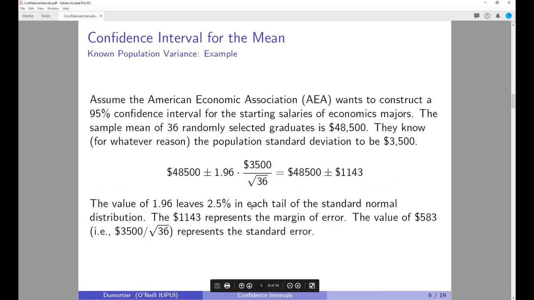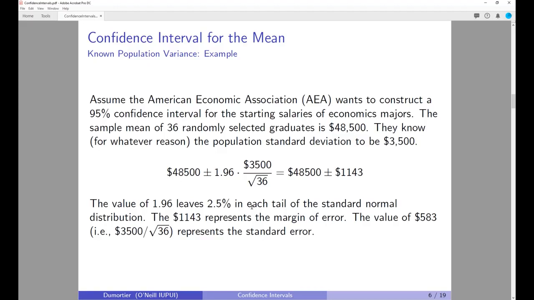Okay, so now let's do a more practical application. Assume that you have the American Economic Association, which is the main association for economists, and they want to construct a 95% confidence interval for the starting salaries of economics majors. Okay, so those are undergraduates. And suppose that they sample 36 people that recently graduated, and they calculate the sample mean, and that sample mean is $48,500. Now assume, for whatever reason, that they know that the population standard deviation is $3,500.